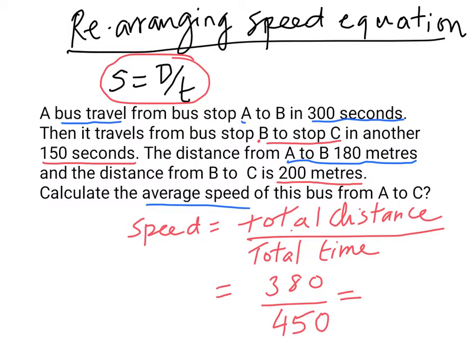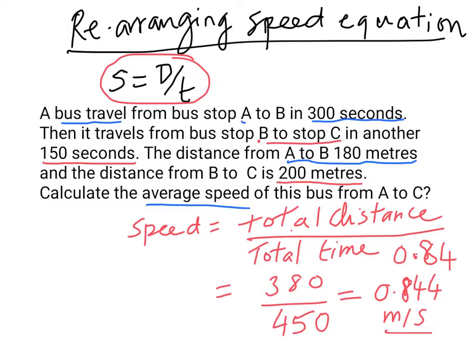And if you work out the speed, it is 0.8444 meters per second. You can even leave it to two significant figures if the question asks you to leave your answer to two significant figures. What that means is you round the number to only two significant figures. So that is that, and pay attention to the unit as well. Sometimes there is a mark for using the correct unit.